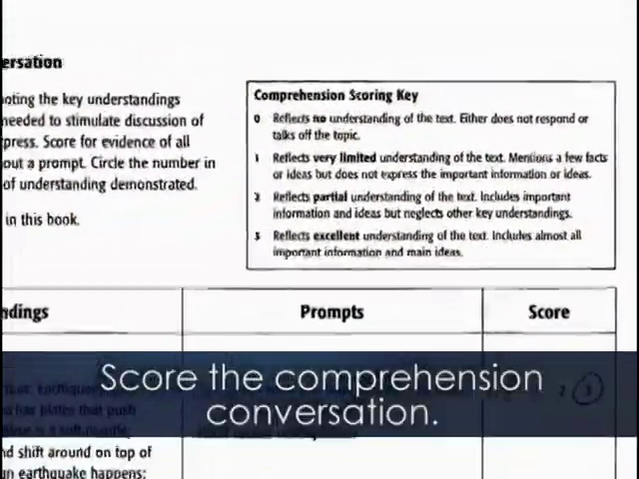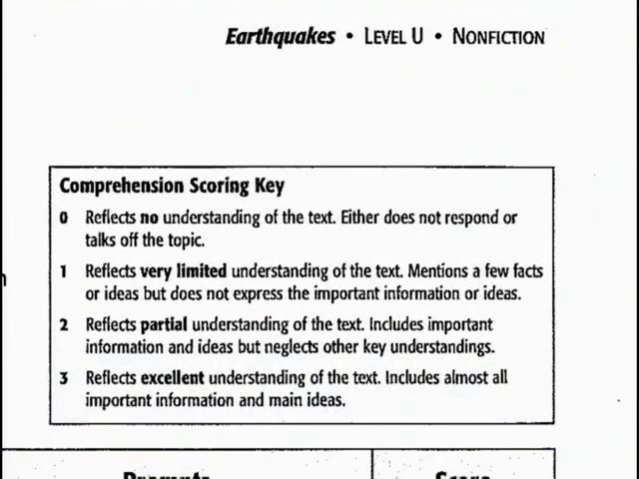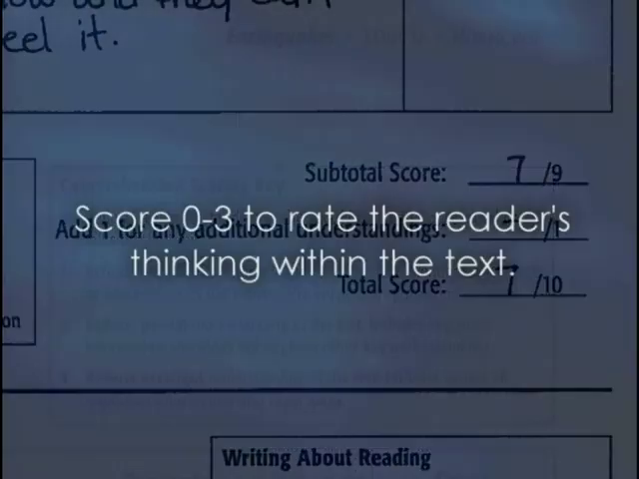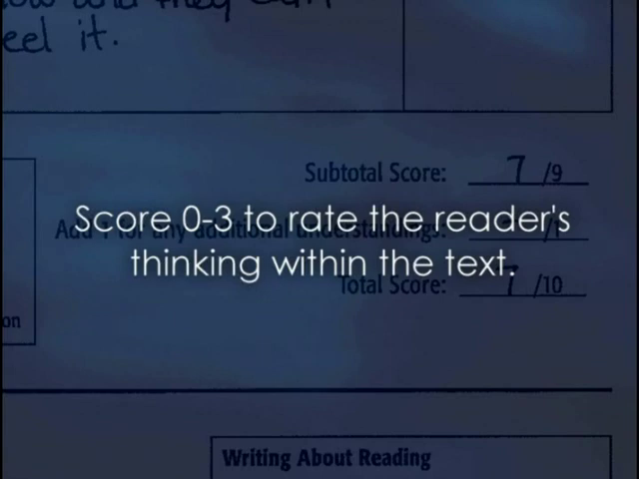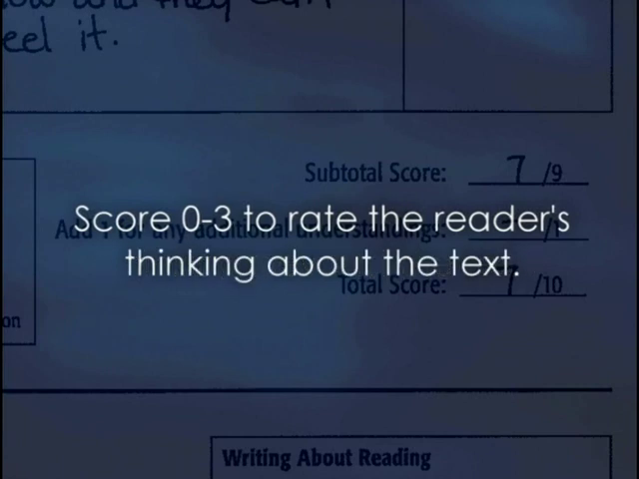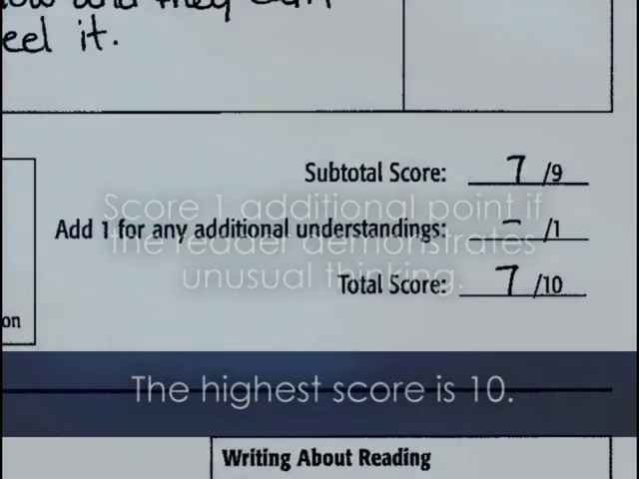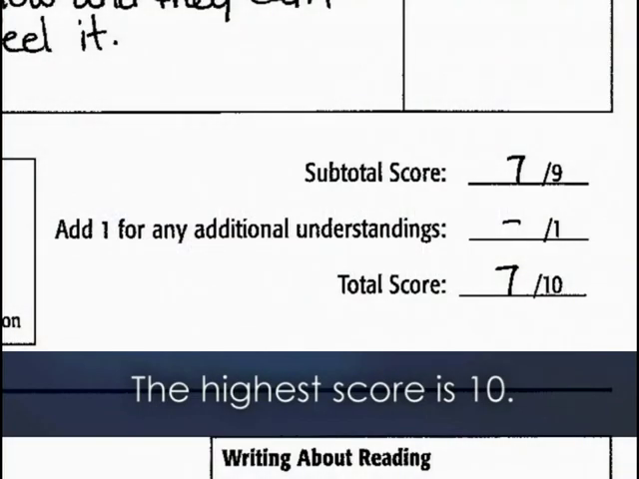Score the comprehension conversation by thinking about each area. Use the rubric to make a decision. Score 0 to 3 to rate overall the reader's thinking within the text, 0 to 3 for thinking beyond the text, and 0 to 3 for thinking about the text. You can score 1 additional point if the reader demonstrates some unusual thinking that is excellent, but not listed in the key understandings, so the highest score will be 10.